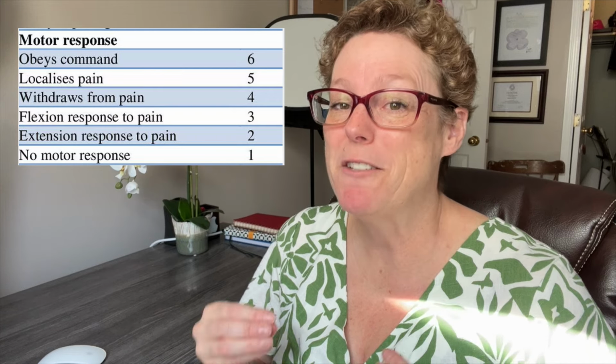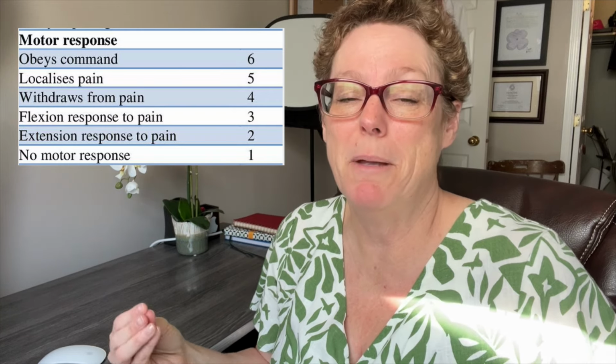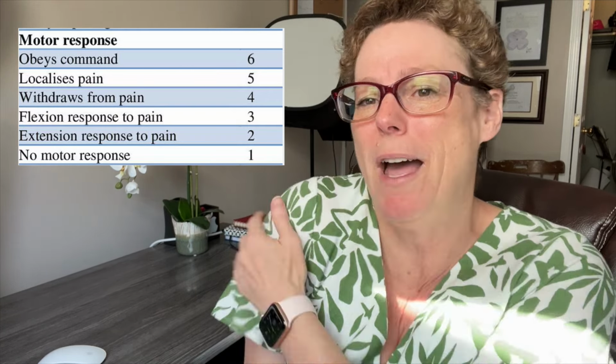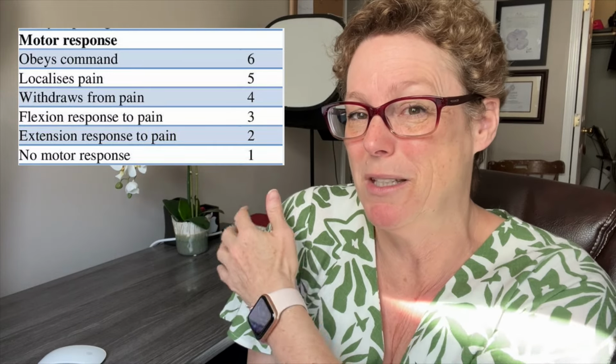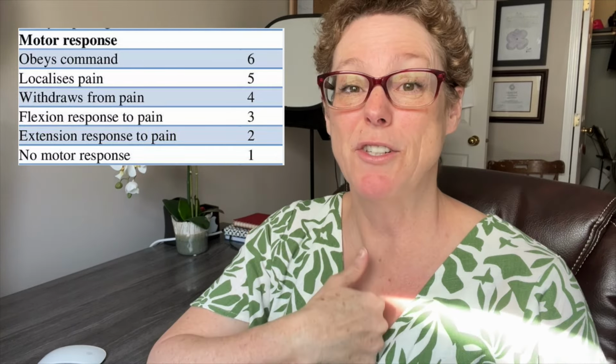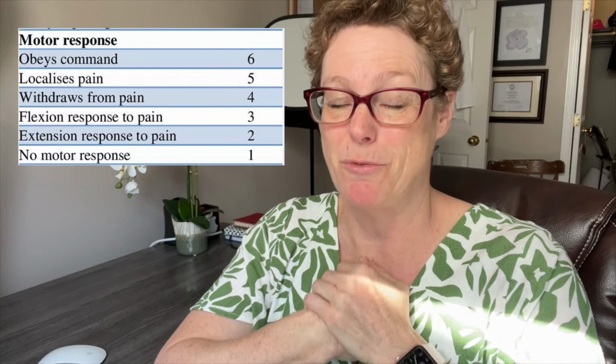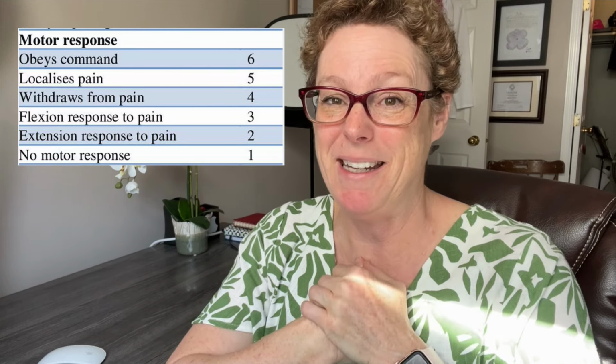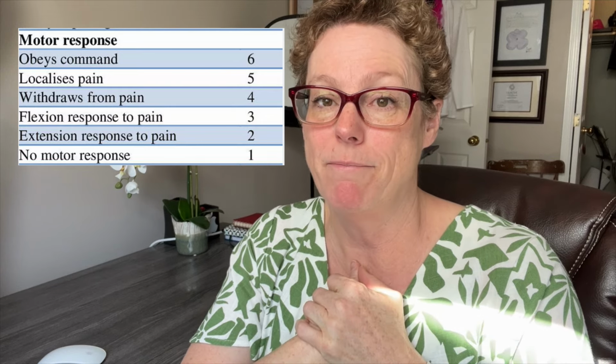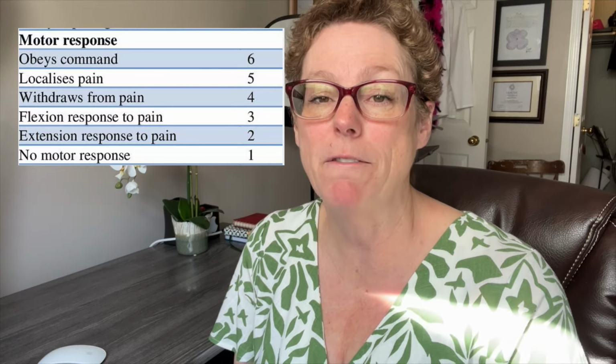Best motor response, 5 out of 6, is localizing pain. You give them a needle and they go, ow, so they're localizing movement to the pain. If you were to give a sternal rub and they were to bring their hands up to your hand where you are initiating pain, that's localizing pain. That would be a 5 out of 6.